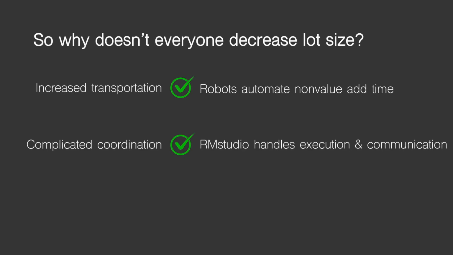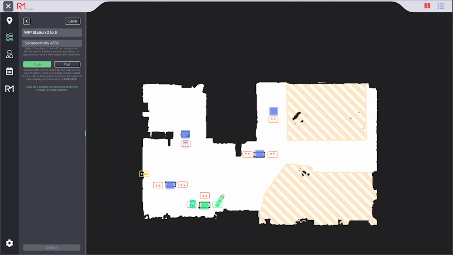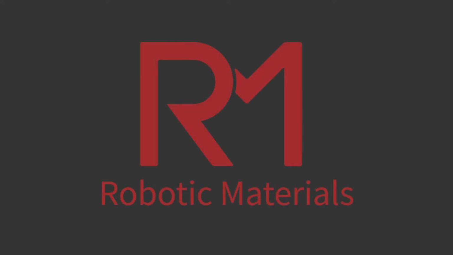The last reason is changeover. Switching between processes and making new ones gets more complicated with more movements. Our software allows you to quickly build processes by drawing them on a map of your facility. Robotic materials. Optimize your flow.